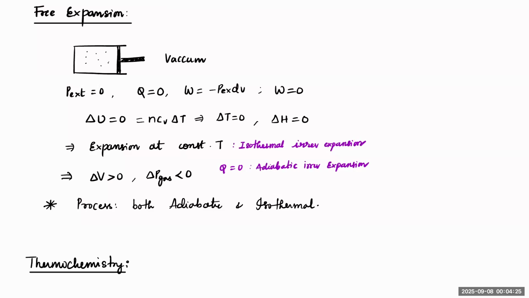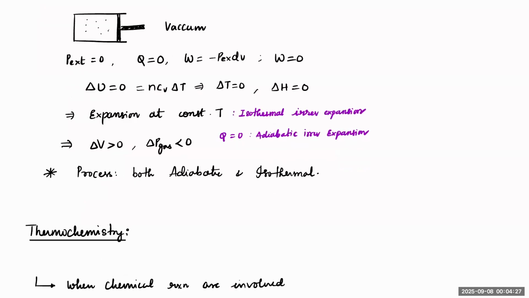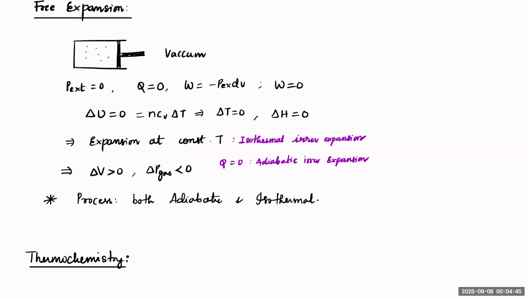And also because Q is 0, it is an adiabatic irreversible expansion as well. So it is a process which is both adiabatic as well as isothermal, and both of them are irreversible in this case. Clear? But what is there in the system which might be still changing? One thing, volume is changing. Volume is continuously increasing. Second thing, pressure of the gas inside is decreasing. Okay, this is what free expansion means.